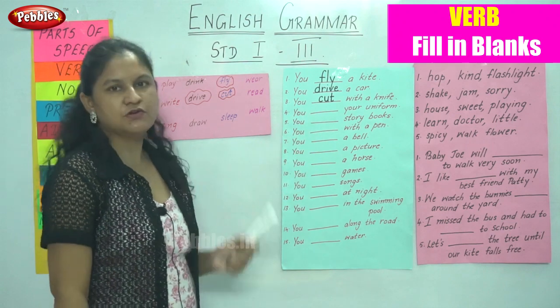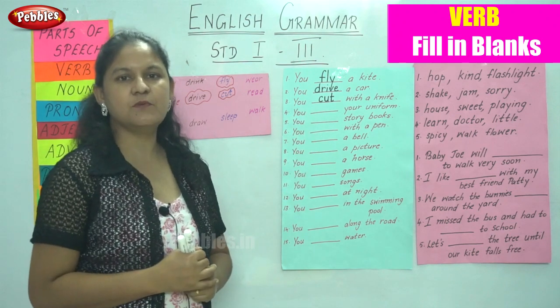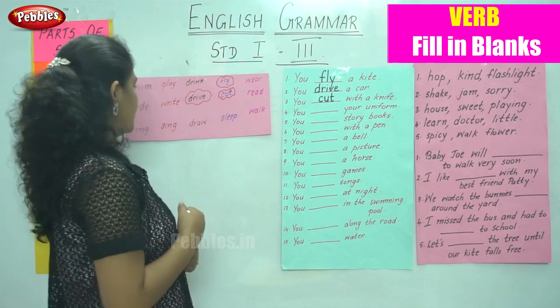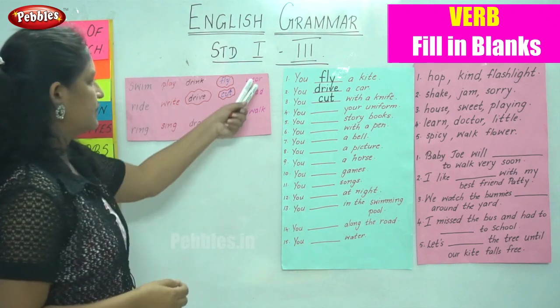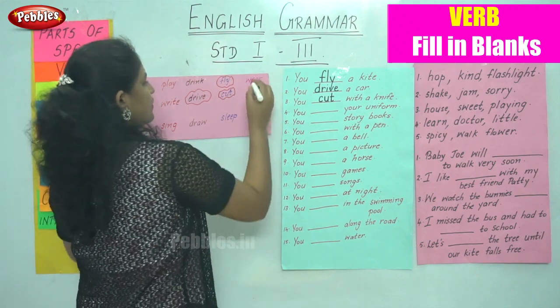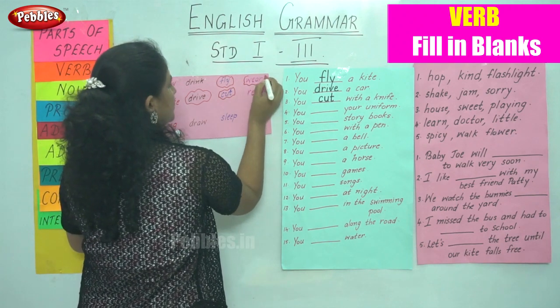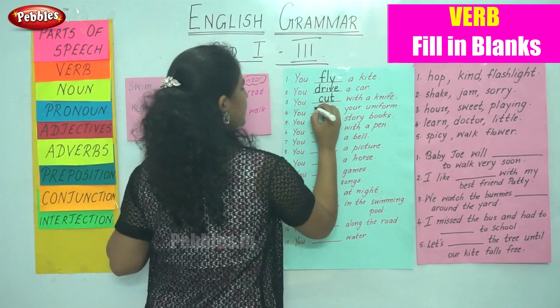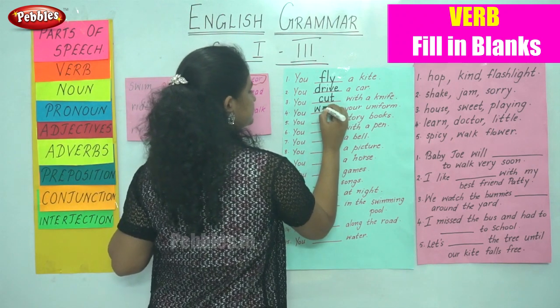Moving on to the next sentence. You dash your uniform. So what do we do with uniform? One, we wear the uniform or we wash the uniform. So we find the word wear. So I write wear. So you wear your uniform. So we write the word wear.